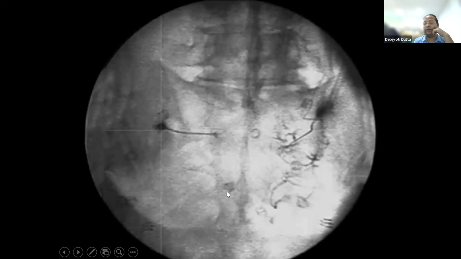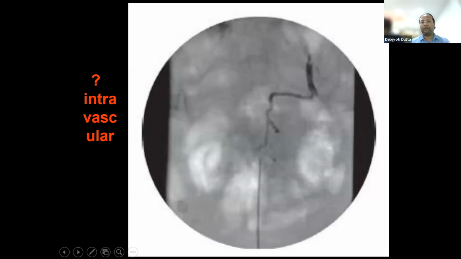So the needle has to be repositioned, and mind it that aspirating with a syringe is not always positive. You aspirate, no blood is coming, that doesn't mean you are not in the vessel. If the vessel is smaller, then blood doesn't come during aspiration. But if you inject contrast, this type of picture can come. This type of picture in the caudal epidural. This is a caudal epidural injection intravascular picture.